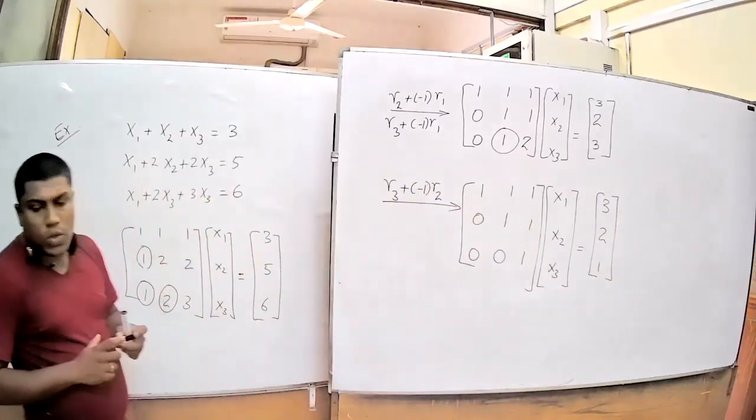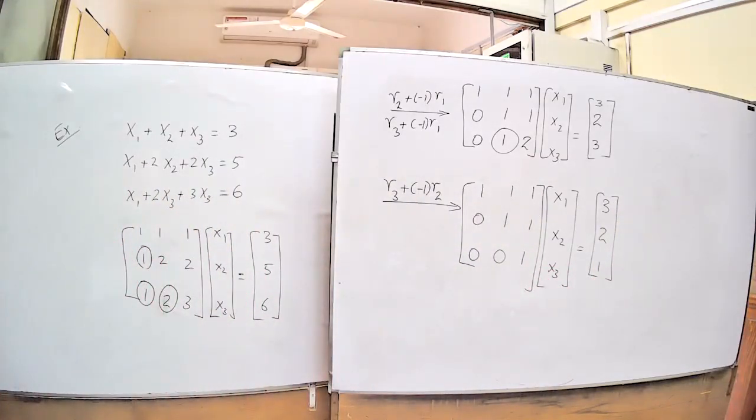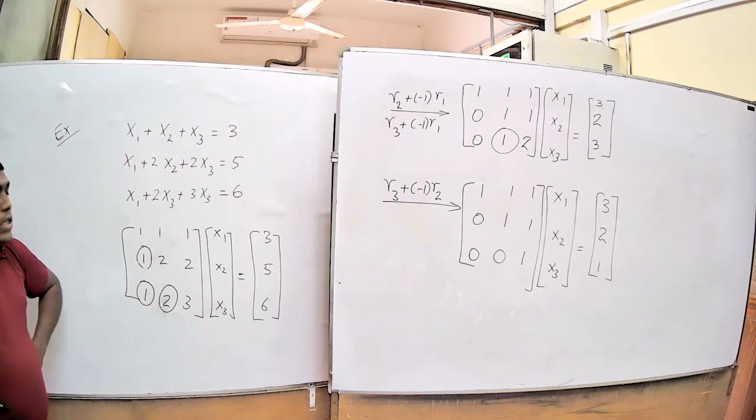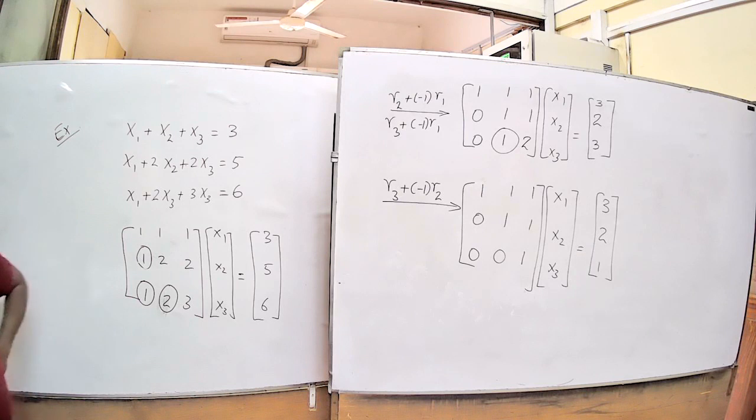So by doing the row operations, you multiply the first row by minus 1, add with the second row, multiply the first row by minus 1, add with the third row. Then in the next step, you multiply the second row by minus 1 and add with the third row. In that process, you get an upper triangular matrix.